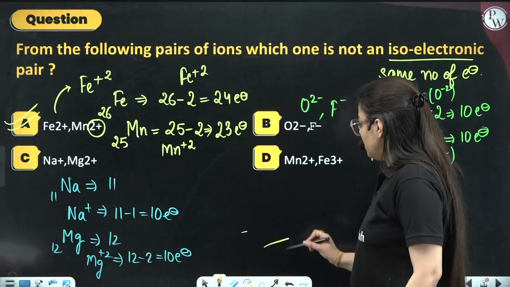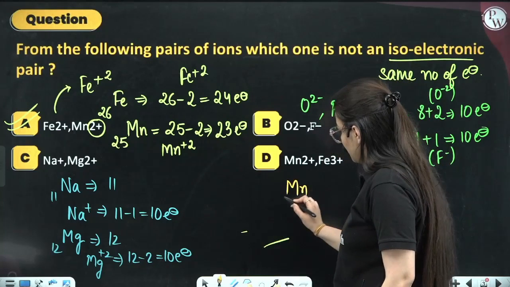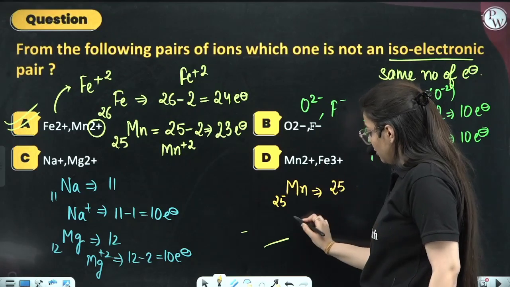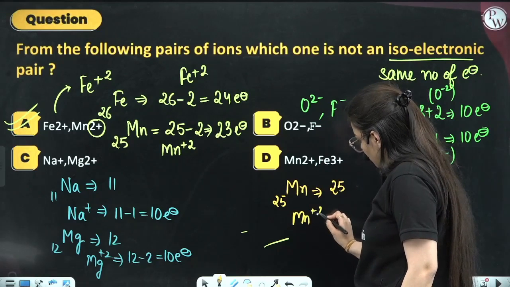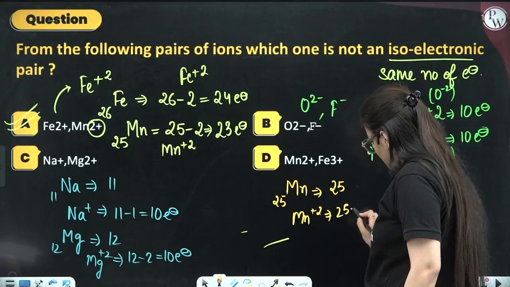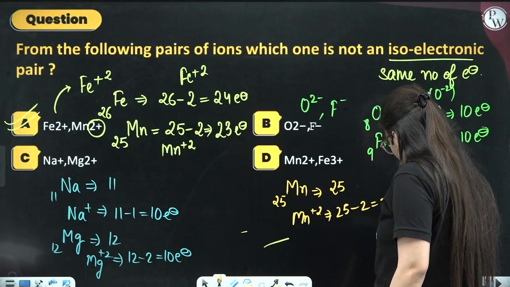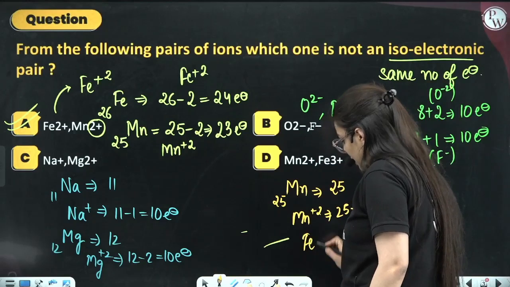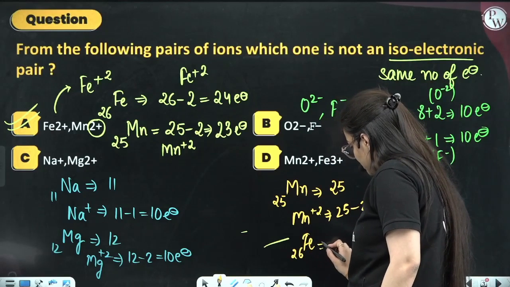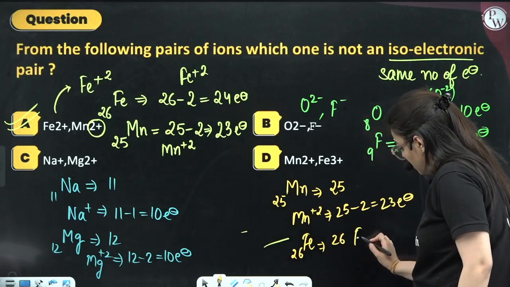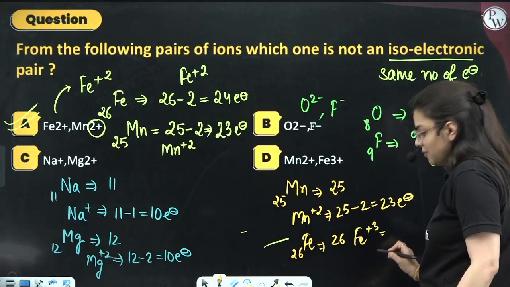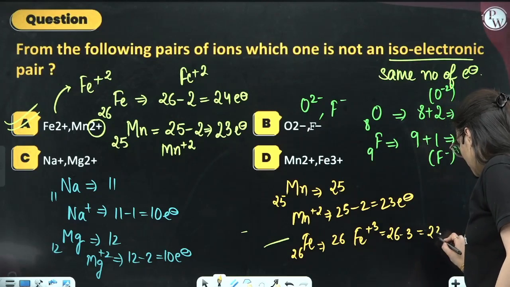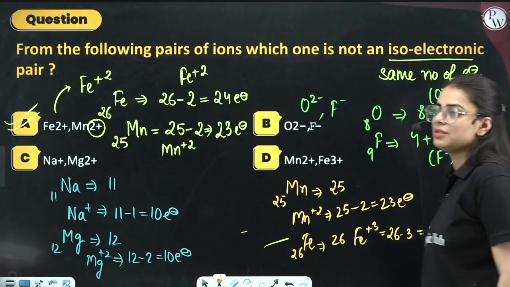Now let us see the D part. Again Mn plus 2. For Mn, the atomic number is 25. So the number of electrons is 25. But if I talk about Mn plus 2, we are going to now subtract 2. That means 25 minus 2 is 23 electrons, right? Now if I talk about Fe plus 3, if I talk about only Fe, atomic number is 26. But if I talk about Fe plus 3, if it is plus 3, we are going to subtract 3. That means 26 minus 3. That tends to be 23 electrons. Again, they are equal in number. That means they are isoelectronic.